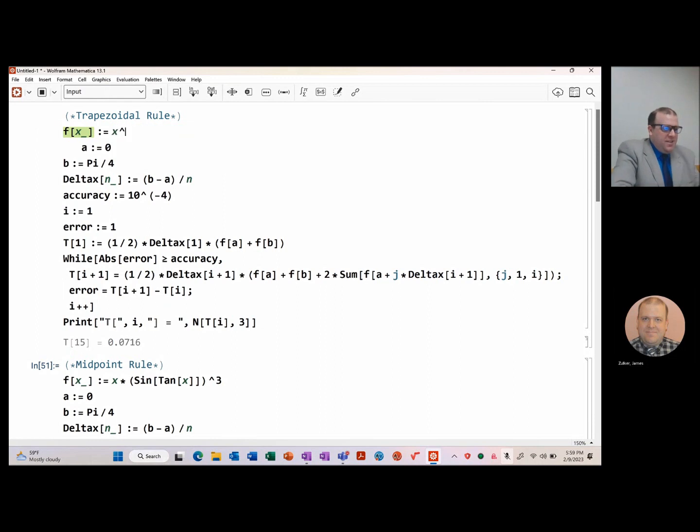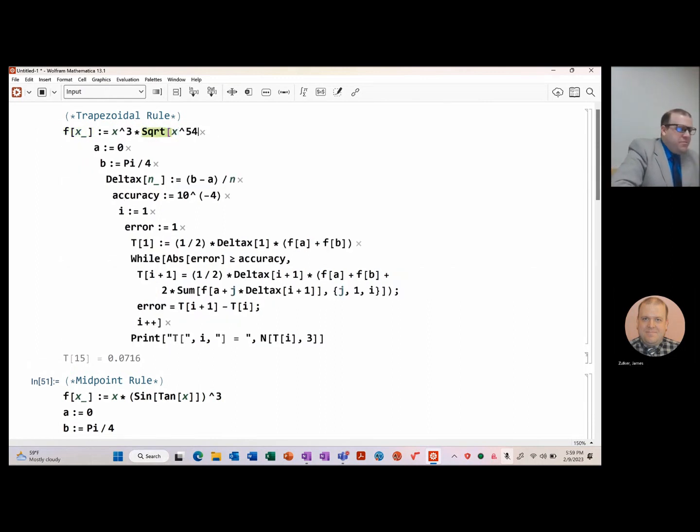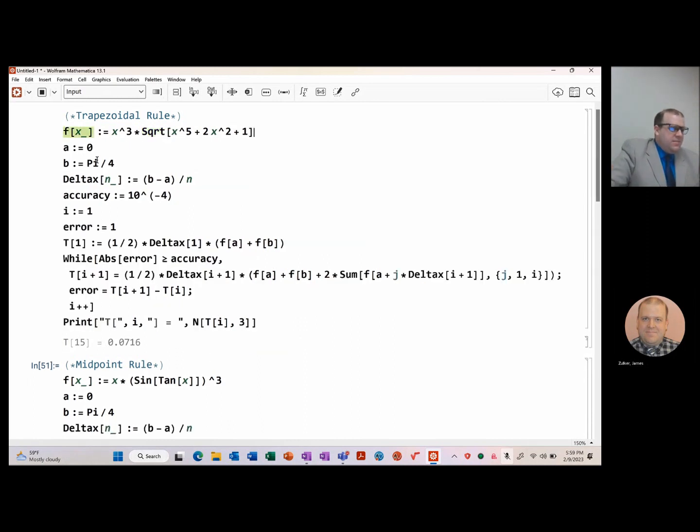New function, x cubed times the square root of x to the 5th plus 2x squared plus 1. A is now 1, B is 2, and for error, we want 6 decimal places, so we want 10 to the minus 6.